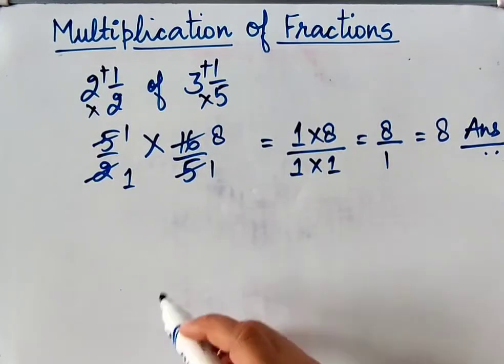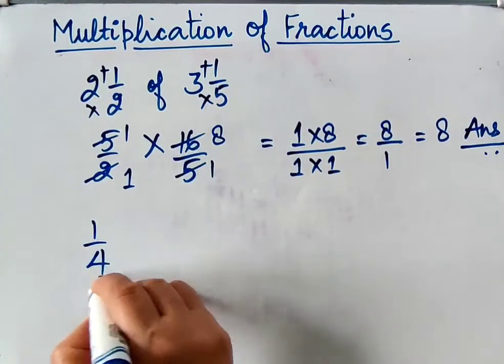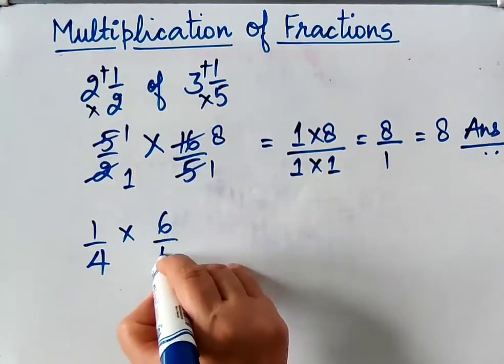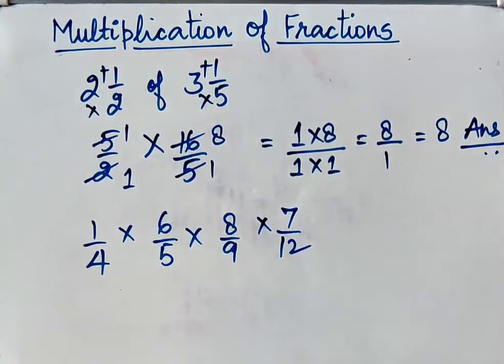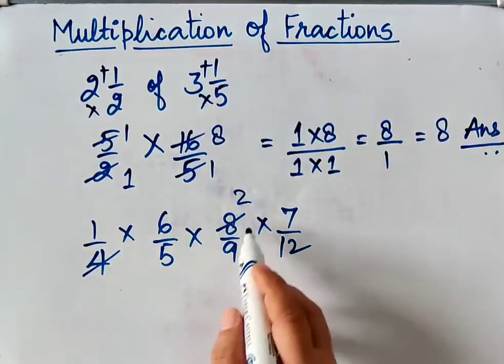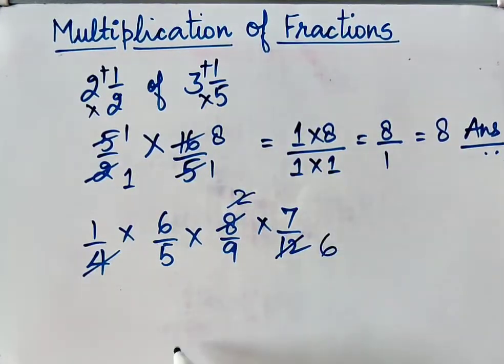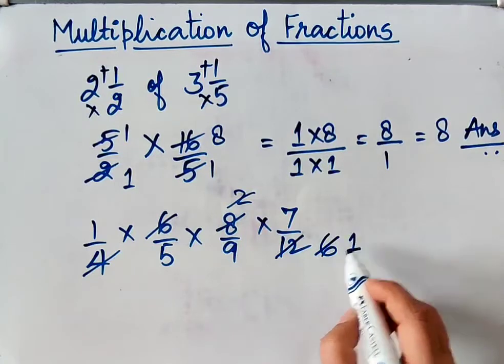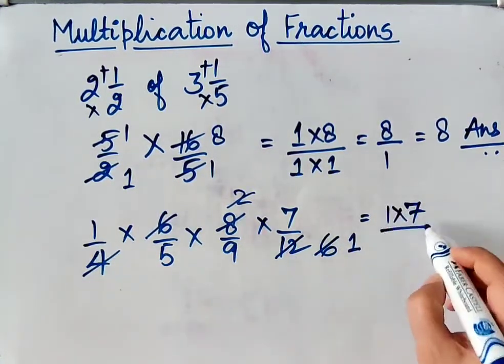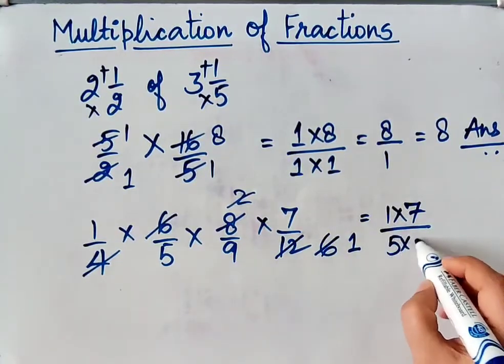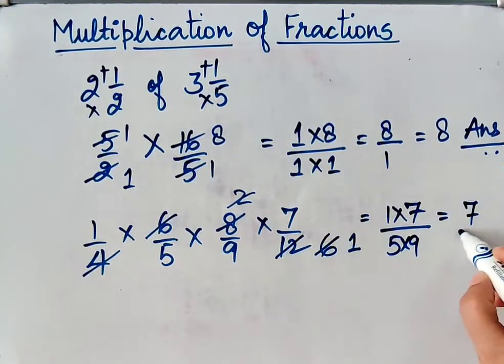We can multiply more than 2 fractions also. Let us take an example. Like here it is given 1 by 4 into 6 by 5 into 8 by 9 into 7 by 12. So, here we have to check which numbers are common. 4 2 times gives me 8. 2 6 times gives me 12. 6 1 times gives me 6. So we are left with 7 into 1 in the numerator and 5 into 9 in the denominator. 7 1 times gives me 7. 5 9s are 45. Therefore 7 by 45 is the required answer.